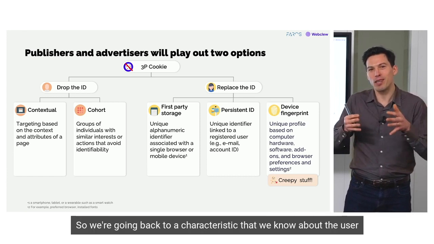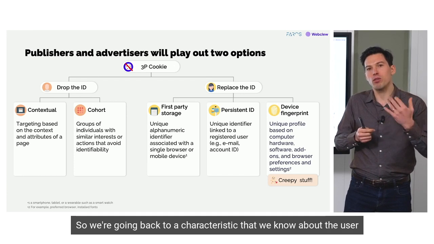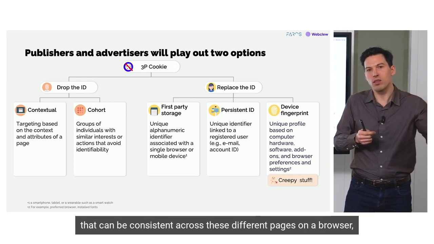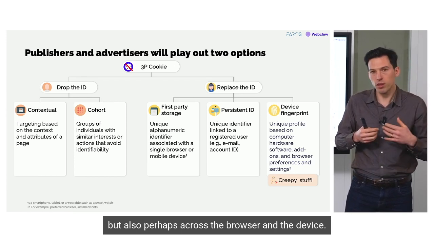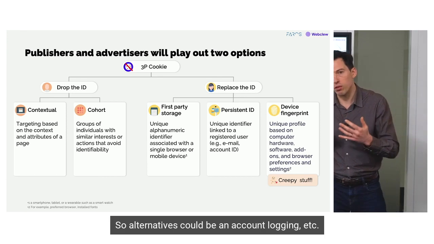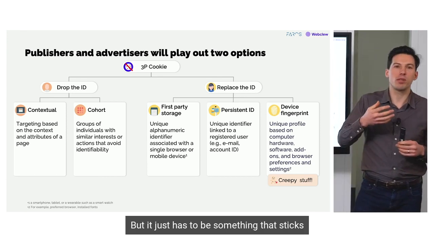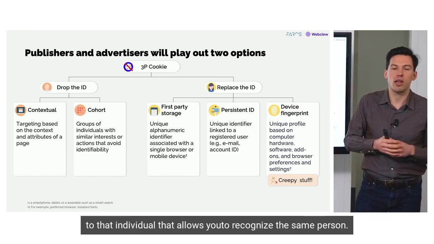So we're going back to a characteristic that we know about the user that can be consistent across these different pages on a browser, but also perhaps across the browser and the device. So alternatives could be an account login, etc. But it just has to be something that sticks to that individual, that allows you to recognize the same person.